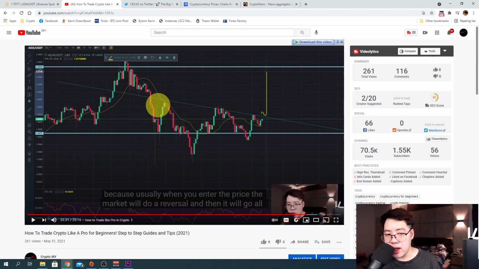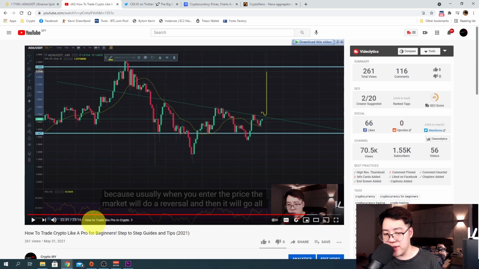As you can see here, I talked a little bit about the inverse head and shoulders that appears in ADA versus US dollar, where you can see the first triangle, the second triangle, and the third triangle. This is the shoulder, the head, and the shoulder.